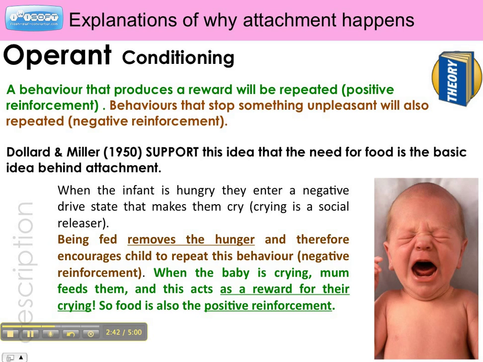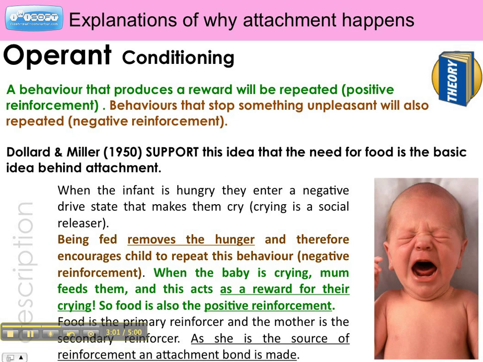Secondly, when the baby is crying, mum feeds them, and therefore this acts as a reward for their crying. So food is also the positive reinforcement because it produces a reward. Food is the primary reinforcer in this case, and the mother is the secondary reinforcer. Because mother is the source of reinforcement, an attachment bond is made between baby and mother, or primary caregiver.